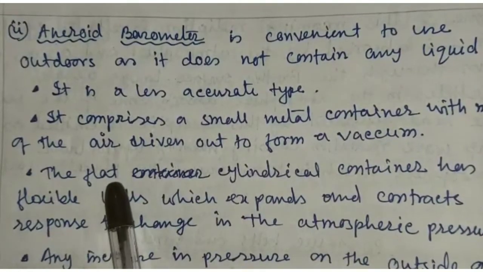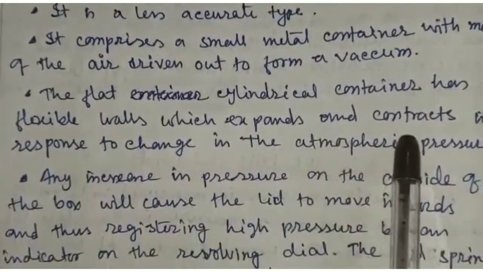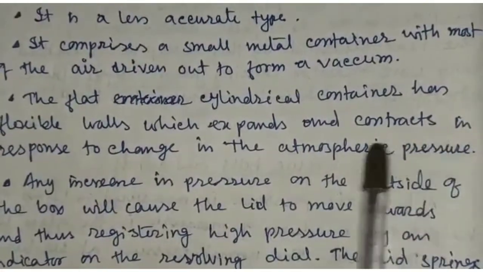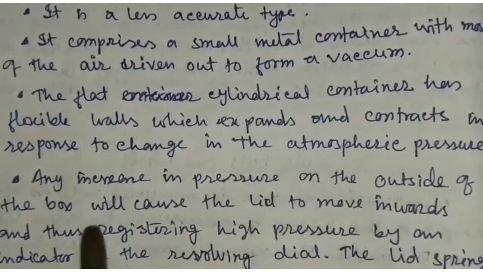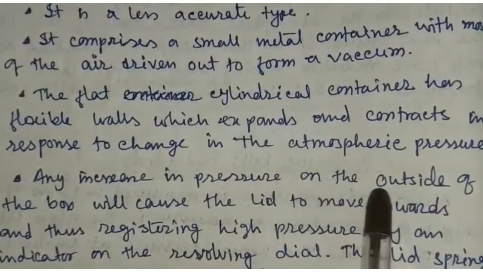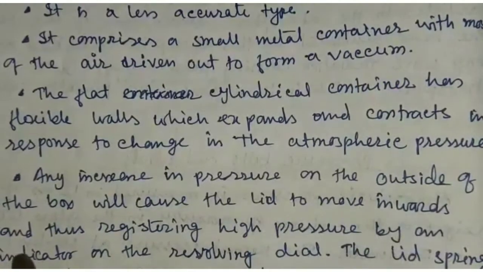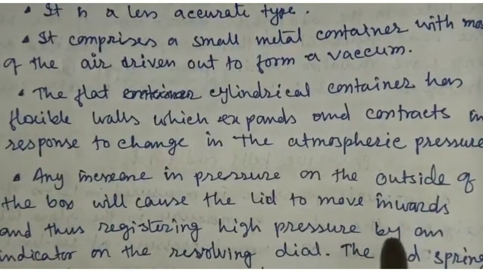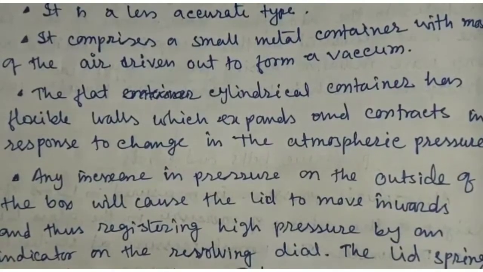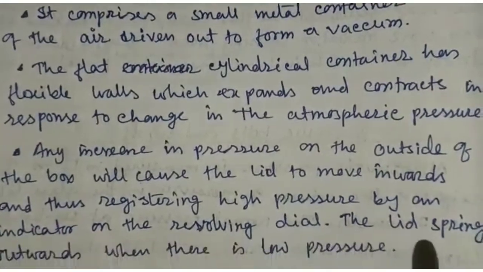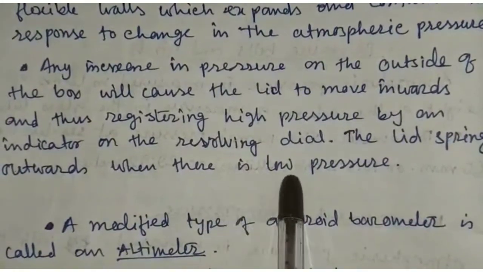The flat cylinder container has flexible walls which expand and contract in response to changes in atmospheric pressure. Any increase in pressure on the outside of the box will cause the lid to move inward, thus registering high pressure by an indicator on the revolving dial. The lid springs outward when there is low pressure.